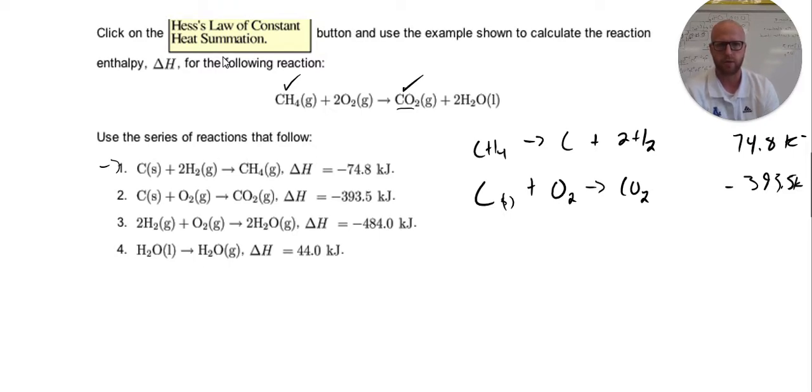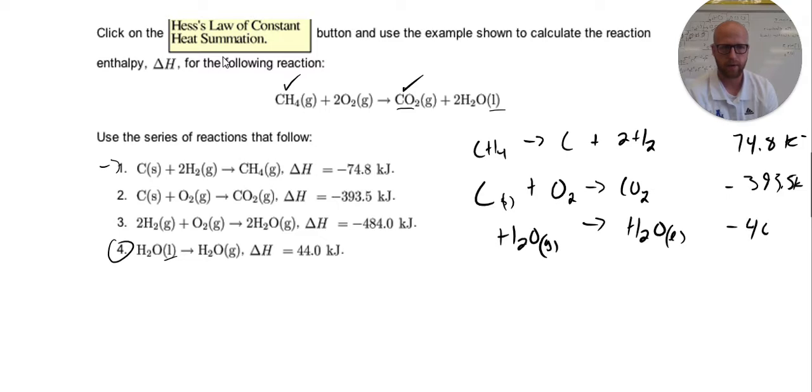I also need 2 moles of water. I've got some options down here for water. I need liquid water, so I'm going to use equation 4 here. It goes to H2O, liquid. This is H2O, gas. And I flipped that equation, so that's going to be a negative 44 kilojoules. I need 2 moles of that, so I'm going to multiply this one by 2. So I'm going to say 2 there, times 2 there. So I've got my liquid water.